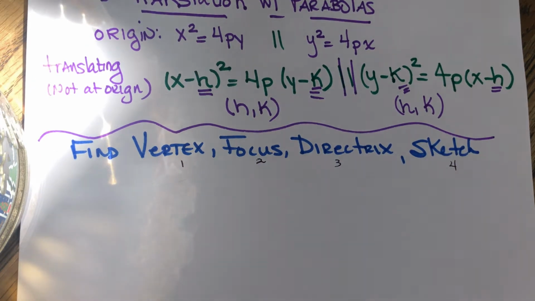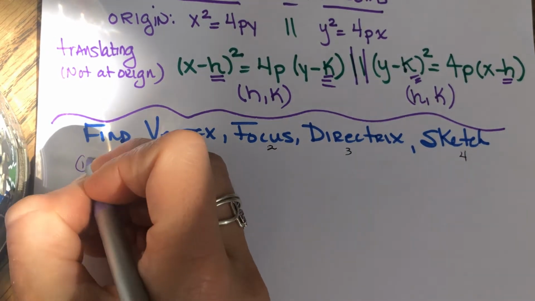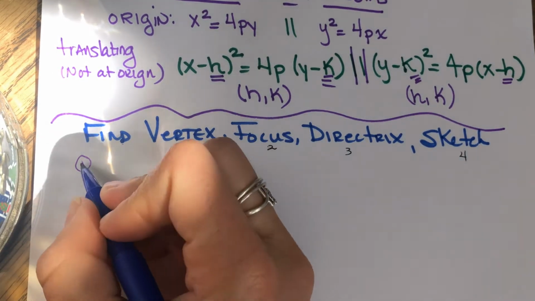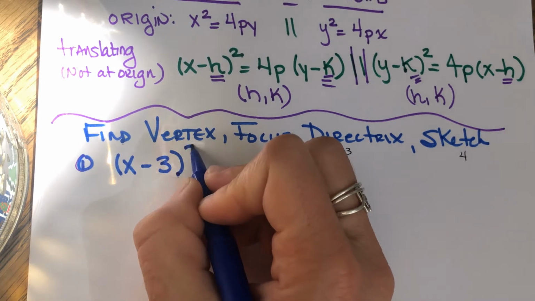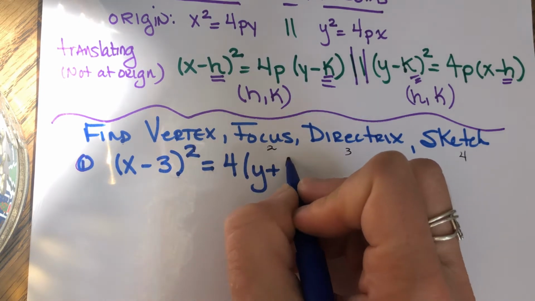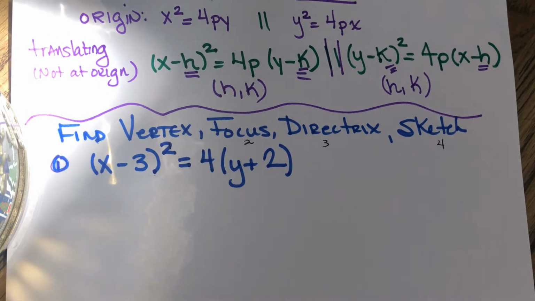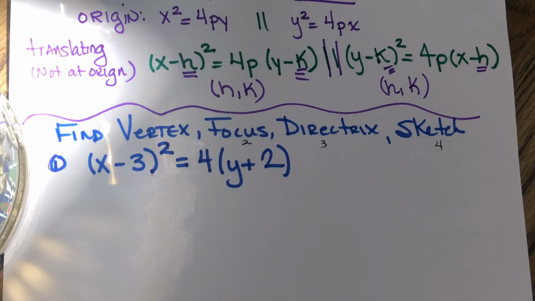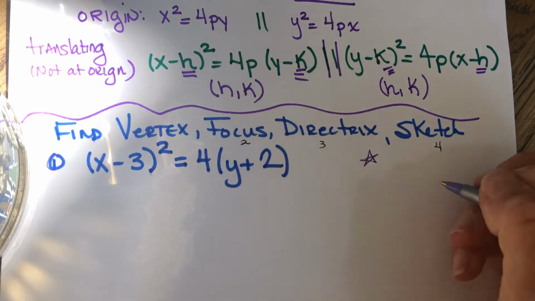All right, so here is your first example. I'll do it in this color. So we have (x minus 3) squared equals 4(y plus 2). Okay, follow my steps. Remember what we always used to do when we did shifting? You always went back to the parent function. We will be doing the same thing.